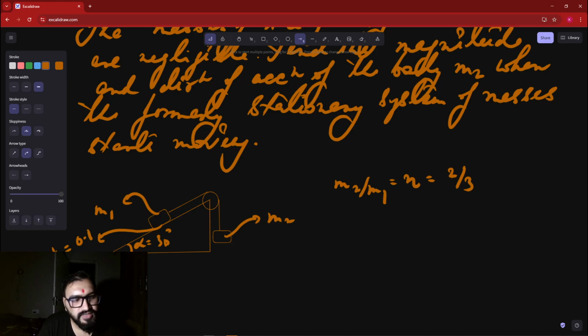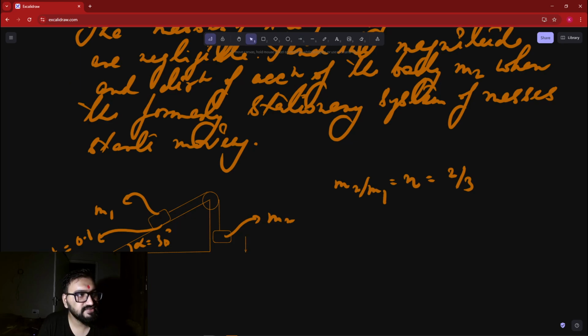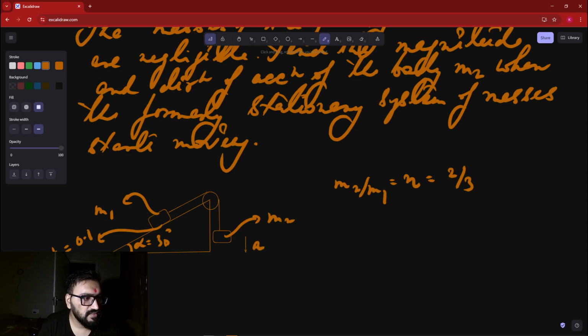Okay, so let's for now assume that it was moving in the downward direction with an acceleration of, let's say, a. So if my final answer turns out to be positive, then my direction's assumption would be correct, and if it is negative, then my direction's assumption was wrong, which means that this body was actually moving in the upward direction. Because right now I have assumed the direction of acceleration as downwards. If my a turns out to be negative, it would just mean that my body was moving in the upward direction with an acceleration of a. The magnitude would still remain the same.